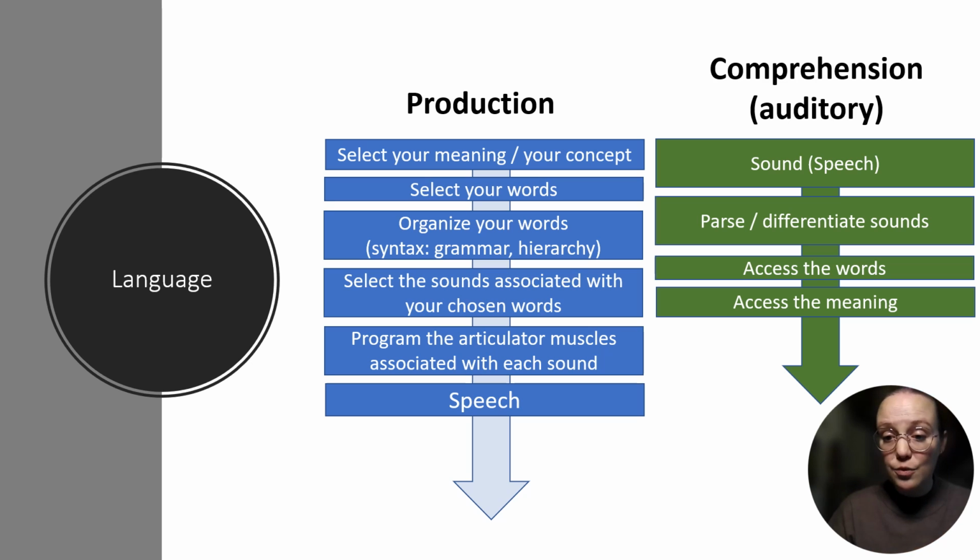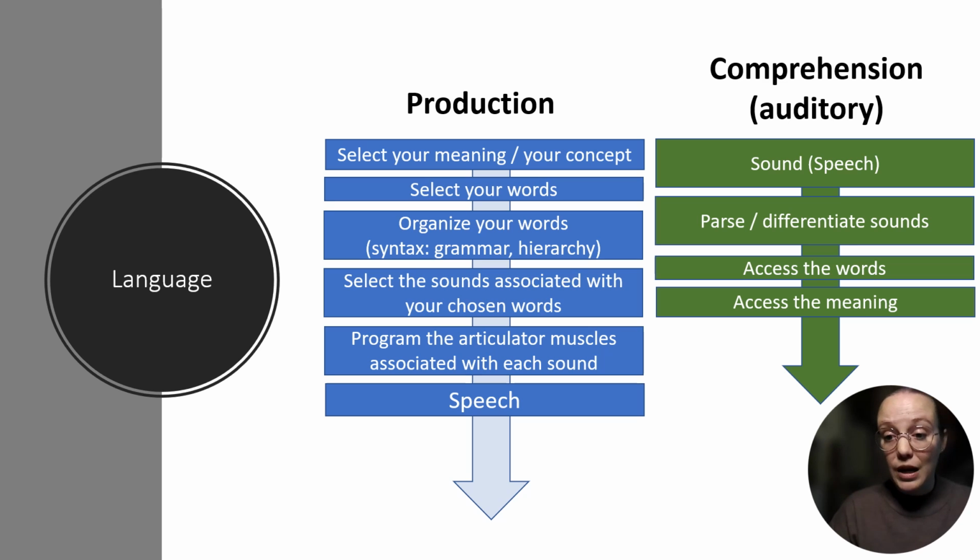And then the last 2 boxes here are motor oriented. This is all about the speech system. We need to program the articulators, meaning tongue, lips, cheeks, to say the sounds correctly. And then we need to execute. We need to actually move those articulators to produce speech. So those last 2 are actually speech, whereas the first 4 are language.